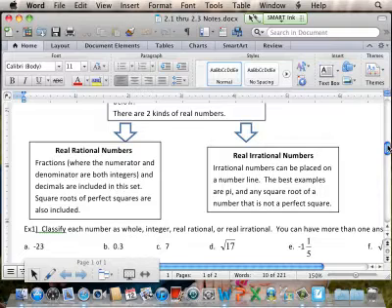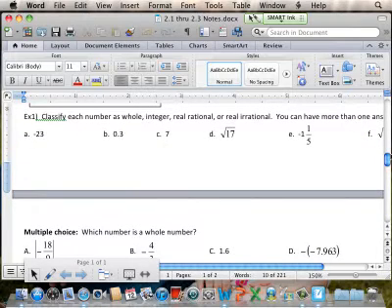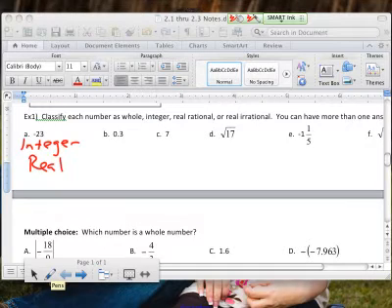Irrational numbers are really the best thing to explain. They're decimals that do not end and there's no pattern to them. So pi is a good example, and then the square root of any number that is not a perfect square. As we go through and look at these numbers, they can be more than one. For instance, negative 23 is an integer, and it's also a real number. If we're being more specific, it's a real rational number.